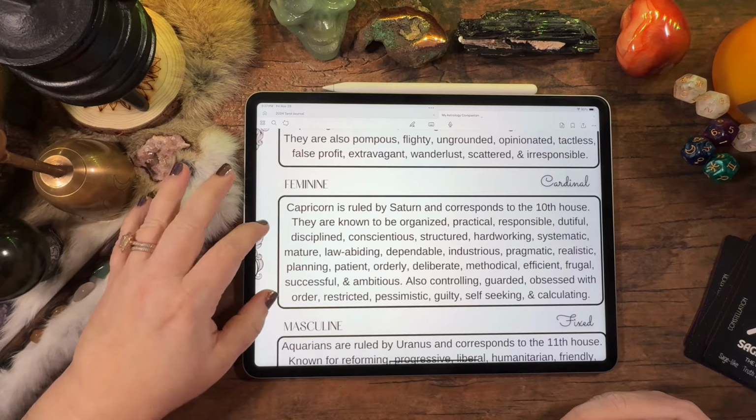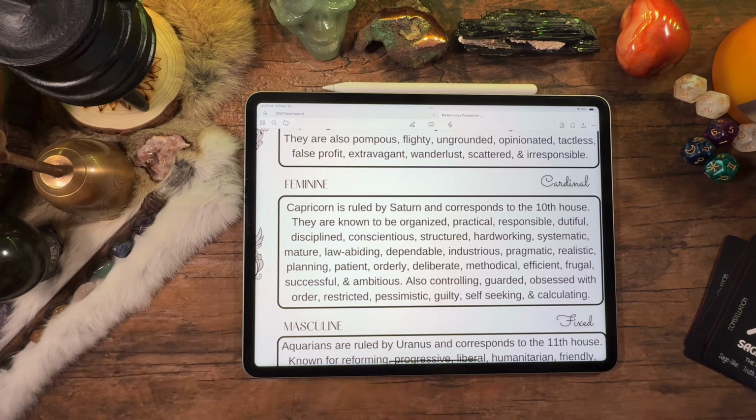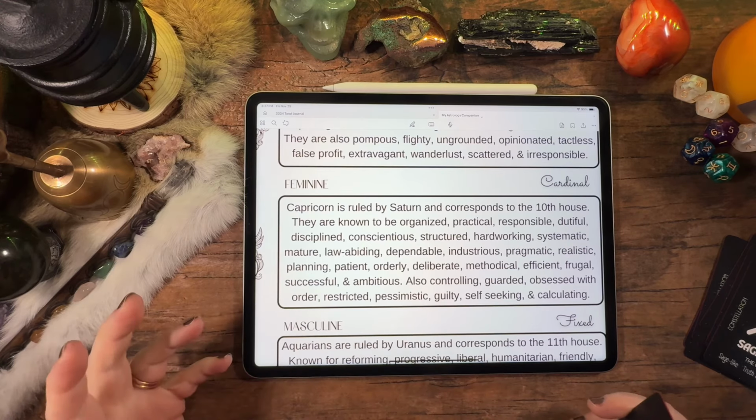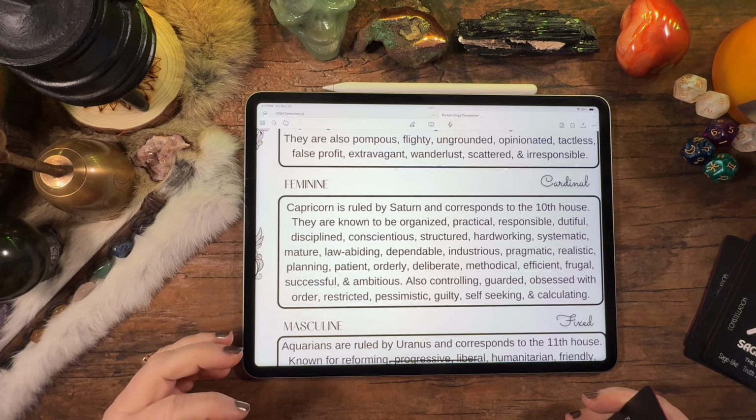And there was something else, I think. Anyways, so it is considered a cardinal sign. Feminine. Capricorn is ruled by Saturn and corresponds to the 10th house.